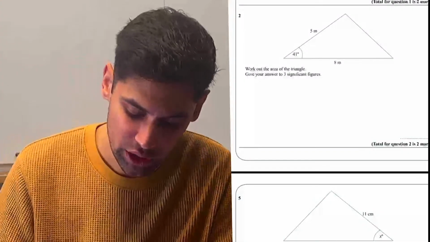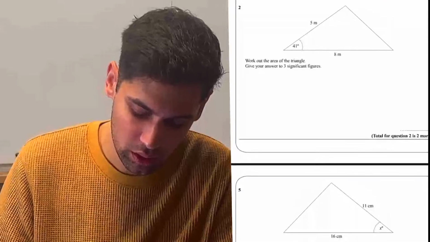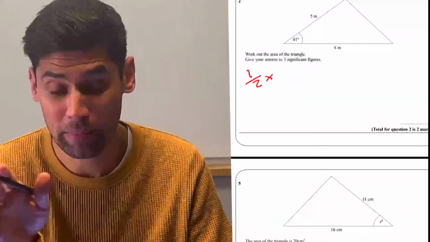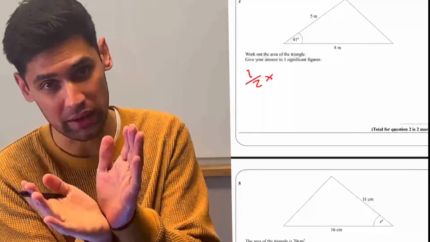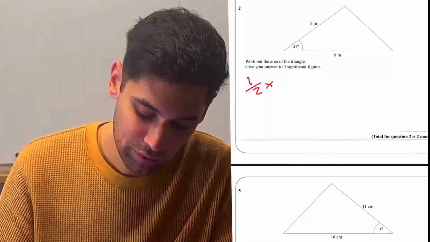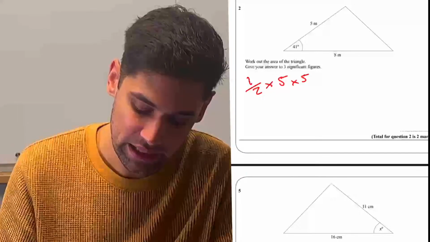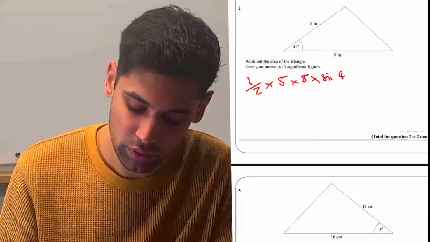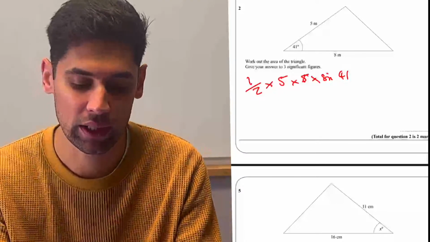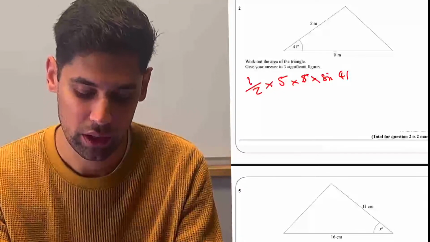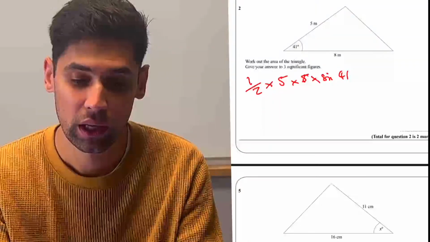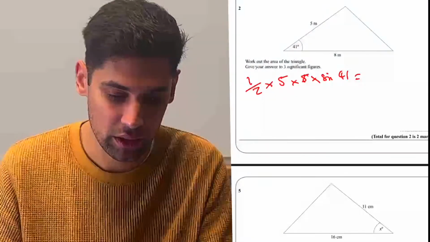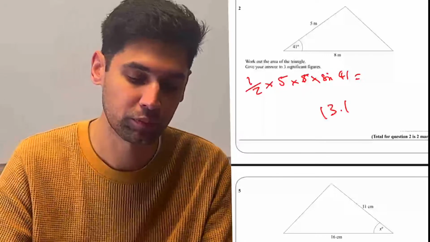So once again, it is just a case of half times A, which in this case, and it doesn't matter whether A or B is 5 or 8, as long as they're either side of the angle, it doesn't matter. So a half times 5 times 8, times sine 41. We plug this into our calculator. Half times 5 times 8 times sine 41. And this is 3 significant figures, so we always make sure of that. And the answer is 13.1. Nice and easy.